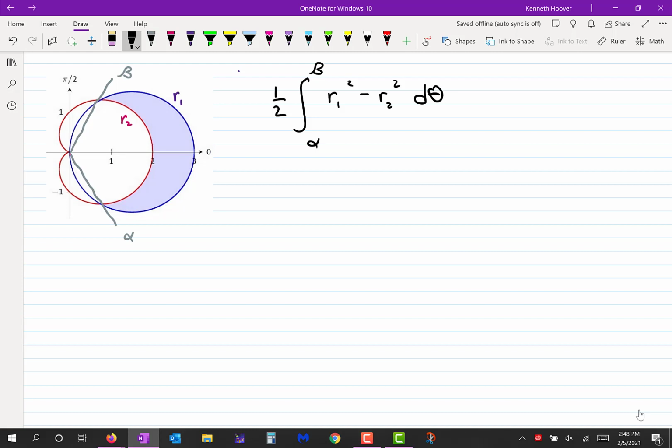Because then what you're doing is you're finding the area inside the blue circle, and you're subtracting from that the area that's also inside the red cardioid. And that will leave you with the area that's shaded.